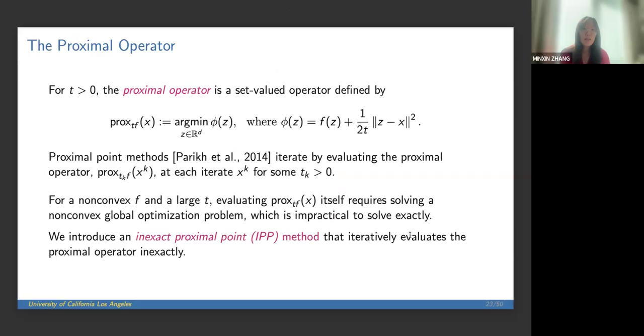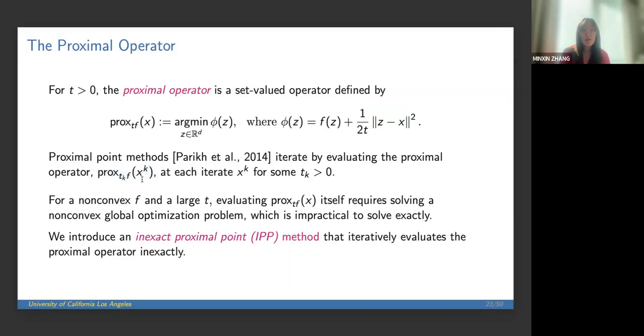If people are familiar with optimization, then you know that the proximal operator is actually a very classical notion in optimization. The idea is that instead of directly minimizing this complex function f, we add a quadratic regularization term to this function and solve it iteratively. So we are converting the one problem of minimizing the function f into minimizing a sequence of quadratically regularized functions.